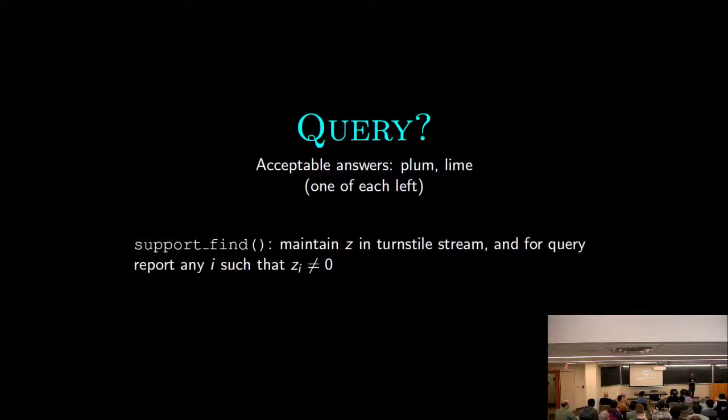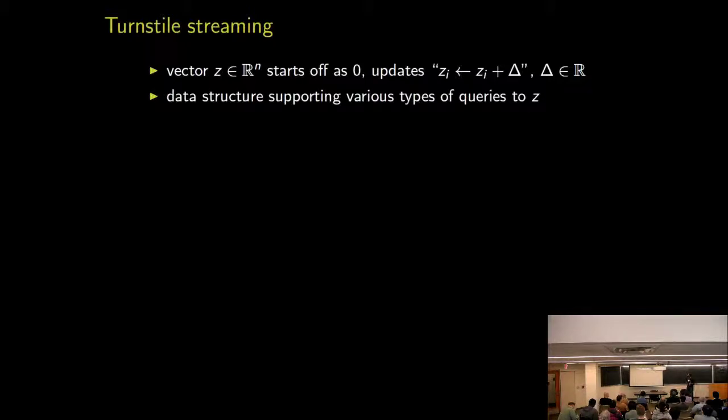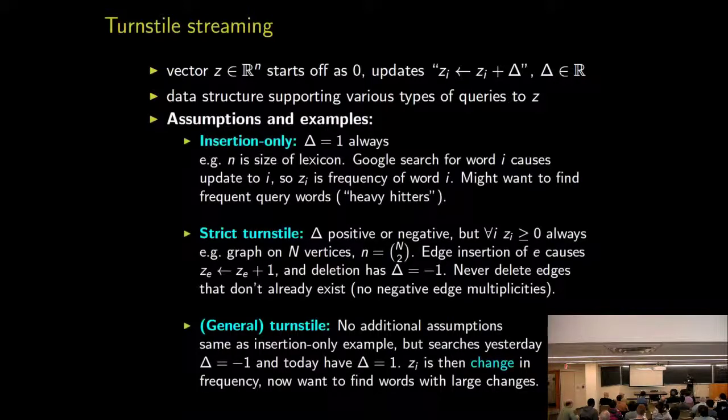Anything that's non-zero. So in the turnstile streaming model, in general, there's a vector z, my histogram, and it supports coordinate-wise updates, like z_i gets z_i plus delta. In this case, delta was always 1 or minus 1 for inserting or removing a fruit. And I want a data structure that supports various types of queries to z. I want this data structure to use little memory, like the memory in your brains. You can't remember every single thing that you saw.